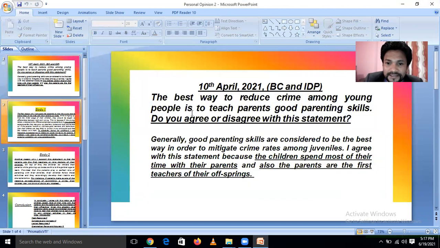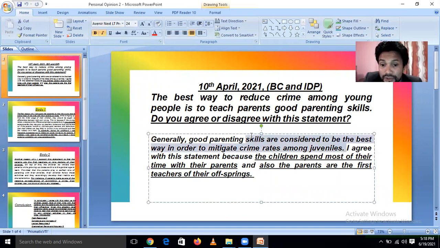You need to paraphrase the question first. Generally, you need to be quite general. Good parenting skills are considered to be the best way in order to mitigate crime rates among juveniles, among young children. This is the question paraphrasing. Juveniles means the youngsters or the children. Don't write kids or toddlers. They are not academic words. They are not accepted in IELTS. And this is question paraphrasing.